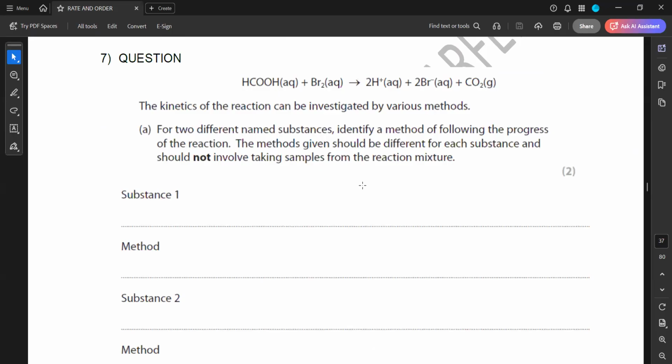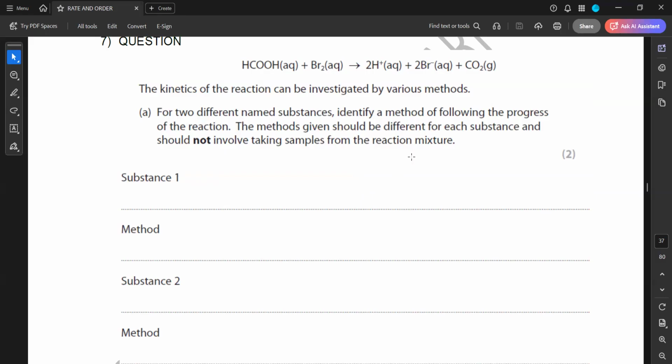In question 7, you can see methanoic acid is reacting with bromine to give H+, bromide ion and carbon dioxide. The kinetics of the reaction can be varied by different methods. For two different substances, identify a method to follow the progress of the reaction. The method given should be different for each substance and should not involve taking a sample. So we cannot mention any quenching here.